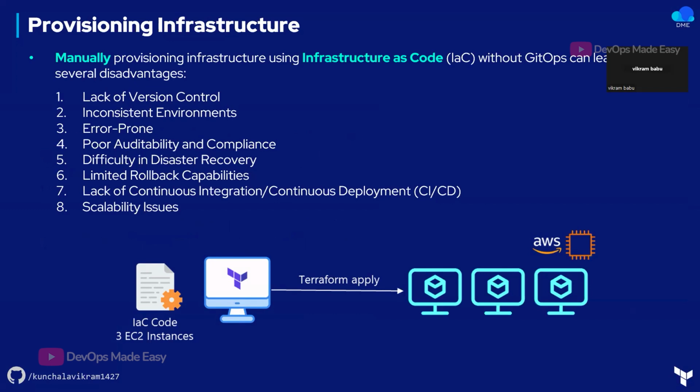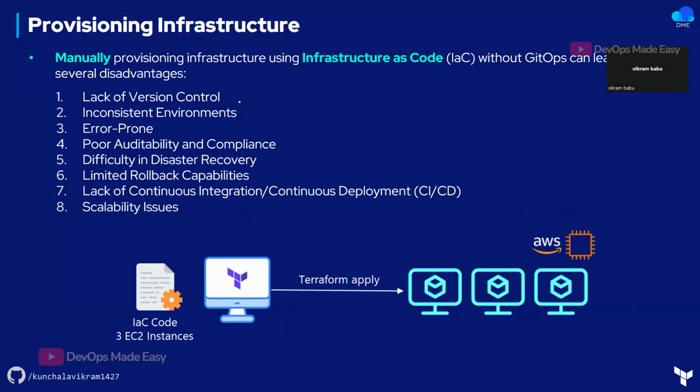Let's say I have the Terraform code in my local machine, and also I have Terraform installed in my local machine. So I can simply run some Terraform commands, and that will talk to your cloud provider APIs and create the infrastructure for me. I can also do that using CI/CD tools like Jenkins, but we'll go to that later. So let's see what the disadvantages are if you directly run your infrastructure code from your local machine, that is, without having GitOps in place.